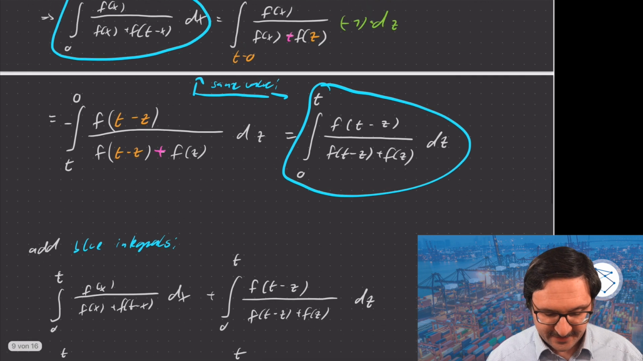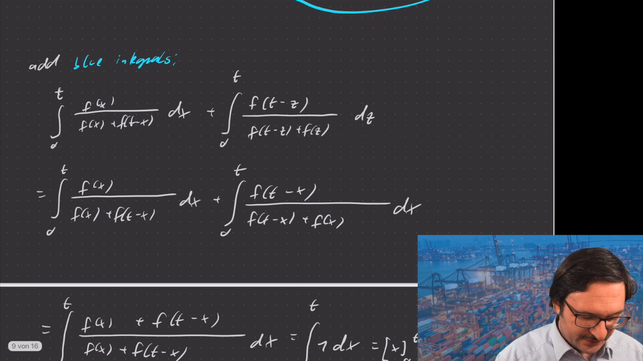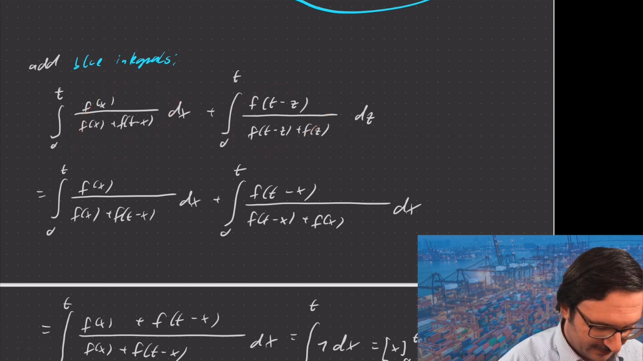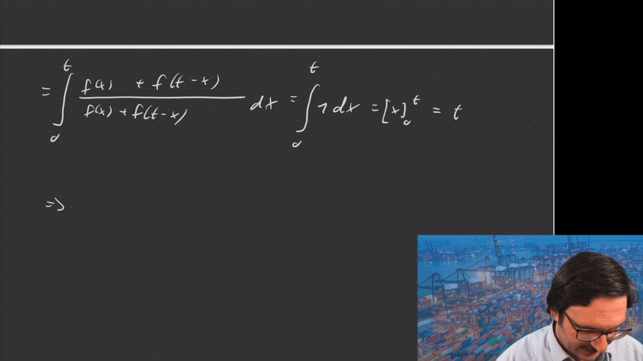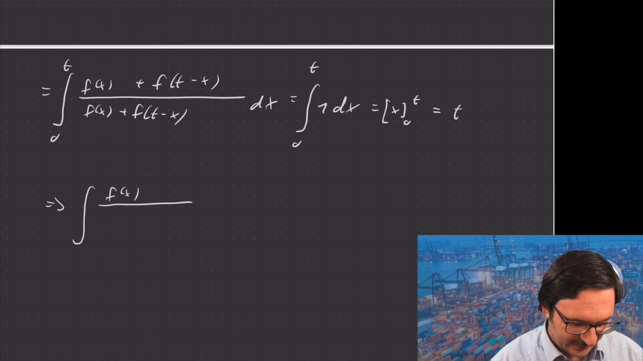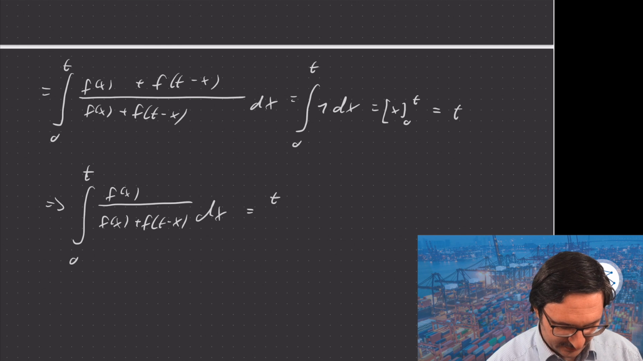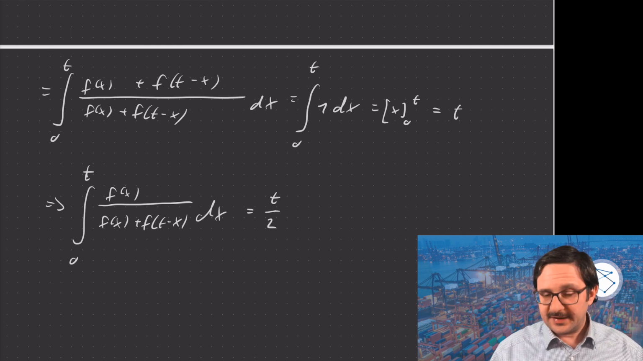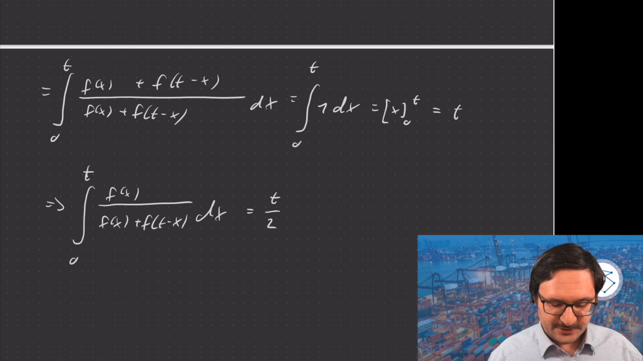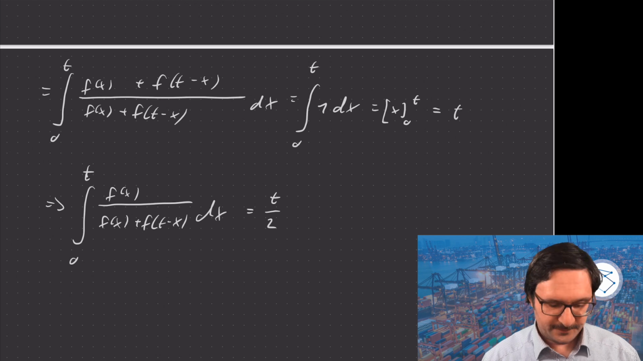We have already stated that these two integrals have the same value, so each of those summands contributes exactly half of that value. And that means the integral of one of these, f of x over f of x plus f of t minus x dx from 0 to t, this integral is simply t over 2. And that's exactly what we had to prove. So this completes the first part of this problem C33.